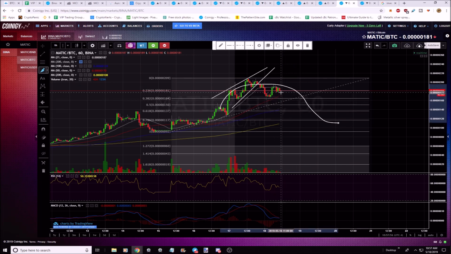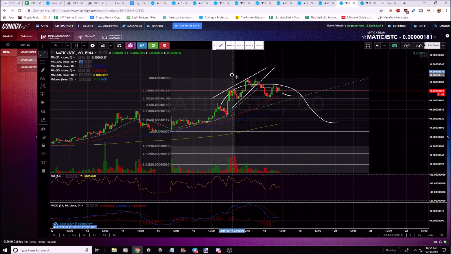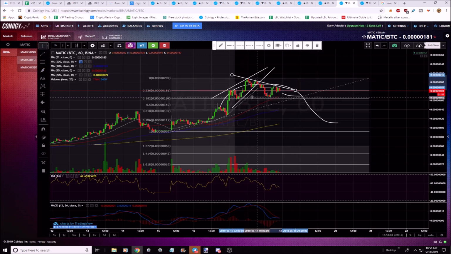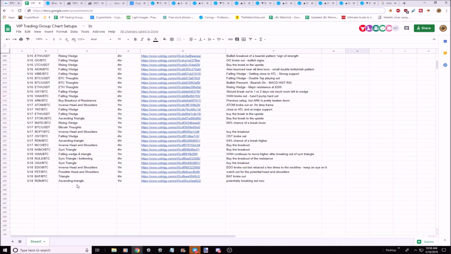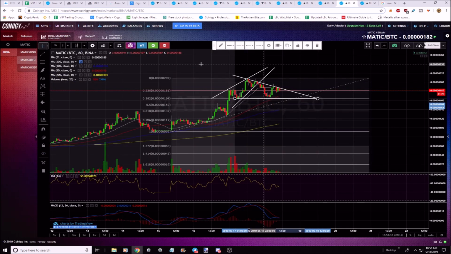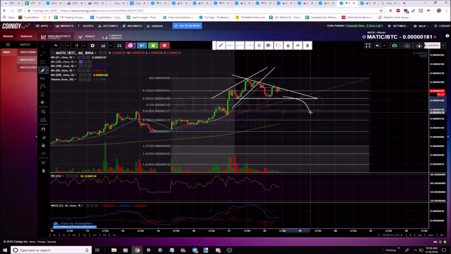However, it's been hot, so it's real easy that you could get this triangle formation here. That's exactly what you have, but it's a descending triangle. So what I would do, me personally, I would write this down. I would go back to the VIP spreadsheet, and I'd add it over here as far as an area to watch. So this has a 64% chance of a break to the downside.